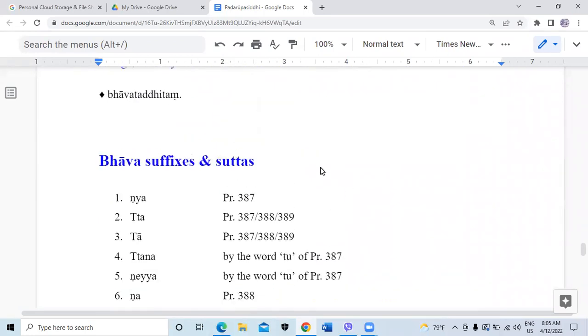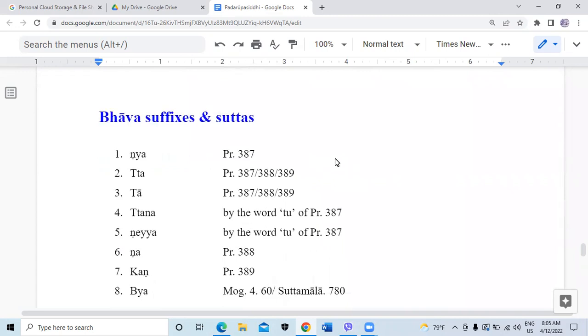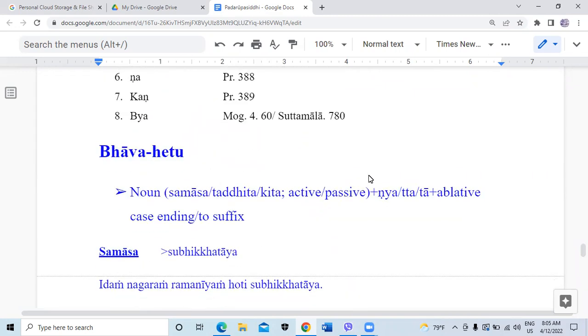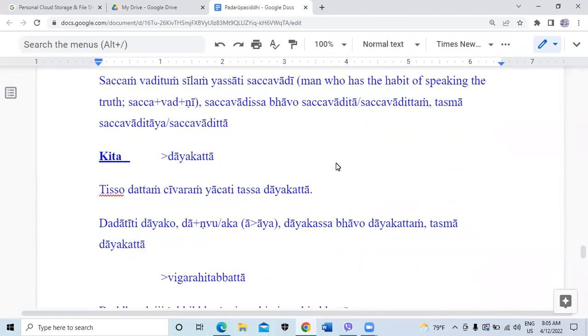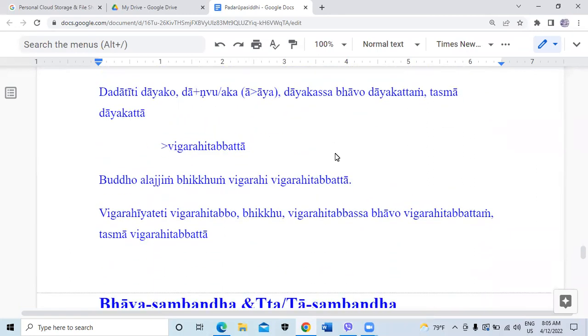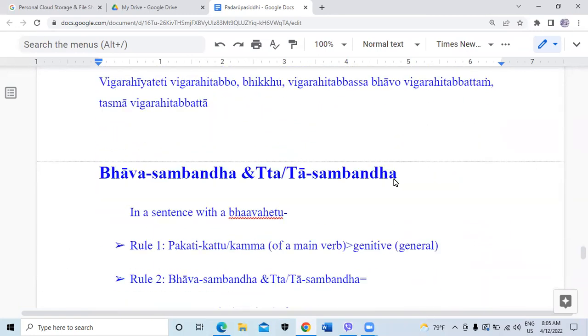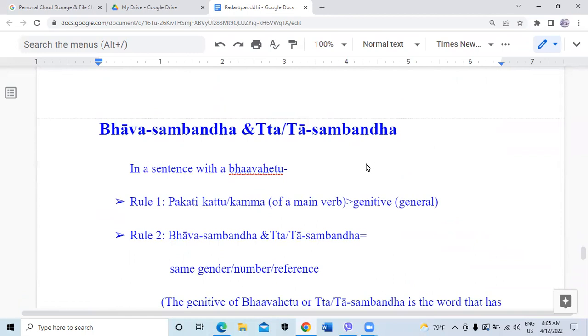Okay, yesterday we finished reviewing suffixes and sutta, and then Bhāvataddhita. After the Bhava word, we have a sentence to show reason. And then today you need to know this important topic. This is Bhava Sambandha and Taddhitakaṇḍa Sambandha.